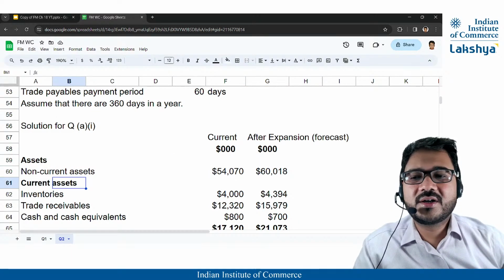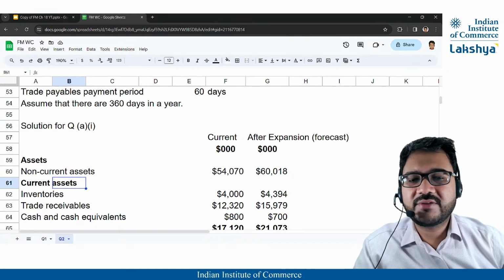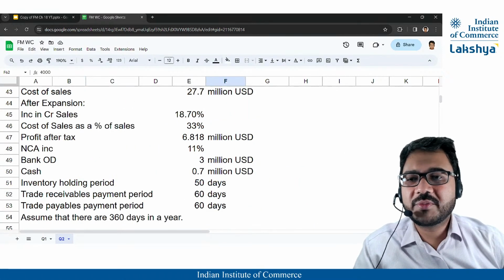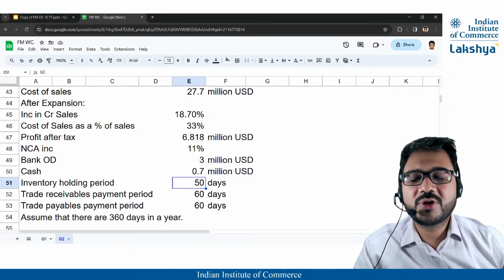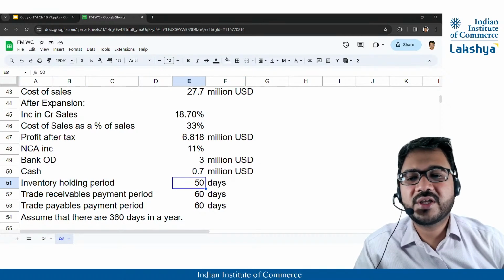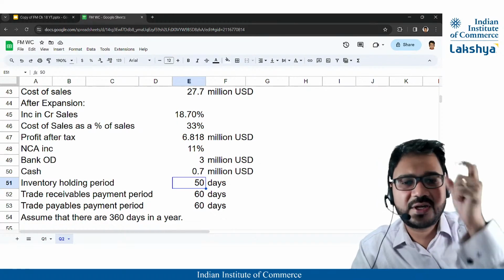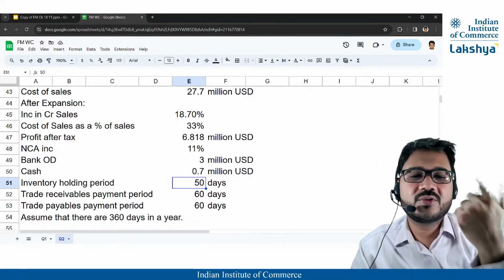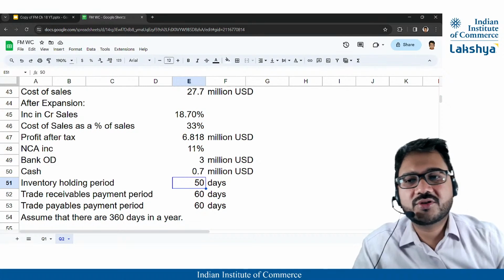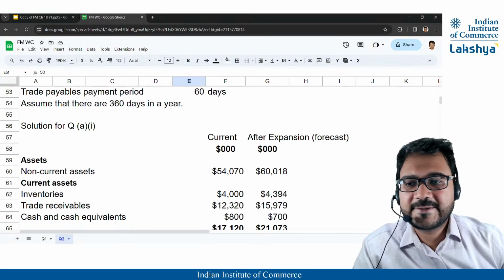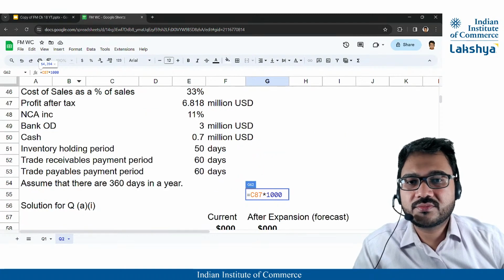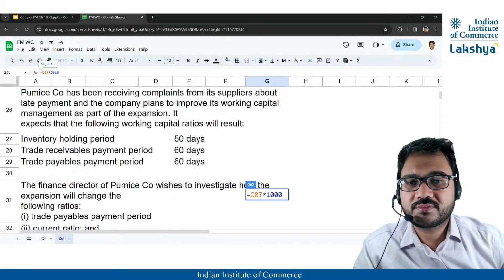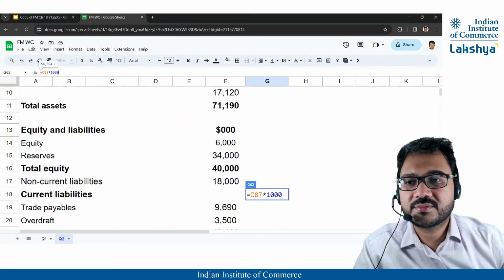Then moving on to current assets, inventory. Now, what information do we have on inventory? We have inventory holding period, 50 days. Okay. So from holding period, if you want to find inventory, you will take the holding period, that is 50 days, divided by 365 into the relevant cash flow. Okay. So cost of sales in this case. So it's, or was inventory given?